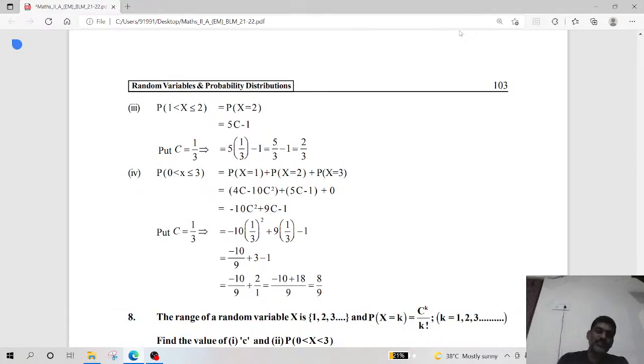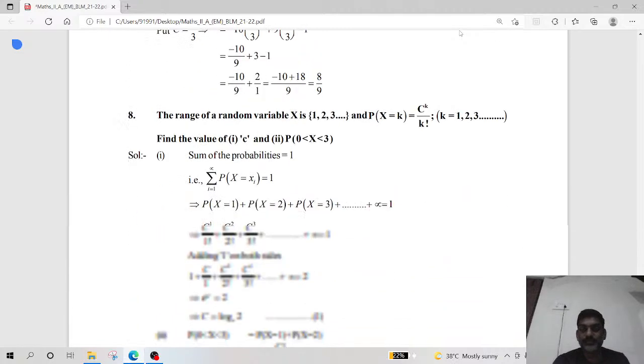Next one is P of 0 less than x less than or equals to 3. P of x is equals to 1, P of x is equals to 2, P of x is equals to 3. Substitute the values and simplify. Okay, substituted and simplified. Minus 10c square plus 9c minus 1 we are getting. And in that if we substitute c is equals to 1 over 3, only for c is equals to 1 over 3 it is possible, sir. So substitute c is equals to 1 over 3, then we can get 8 over 9. One more question is there.